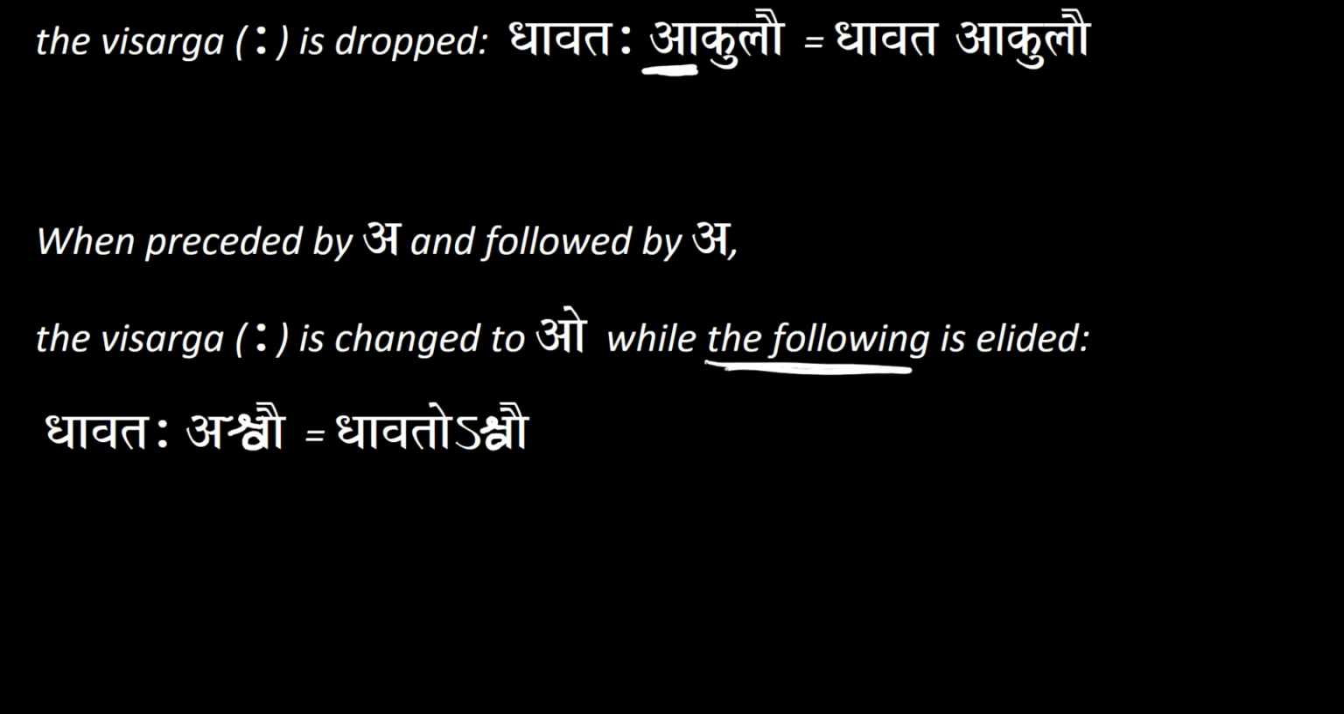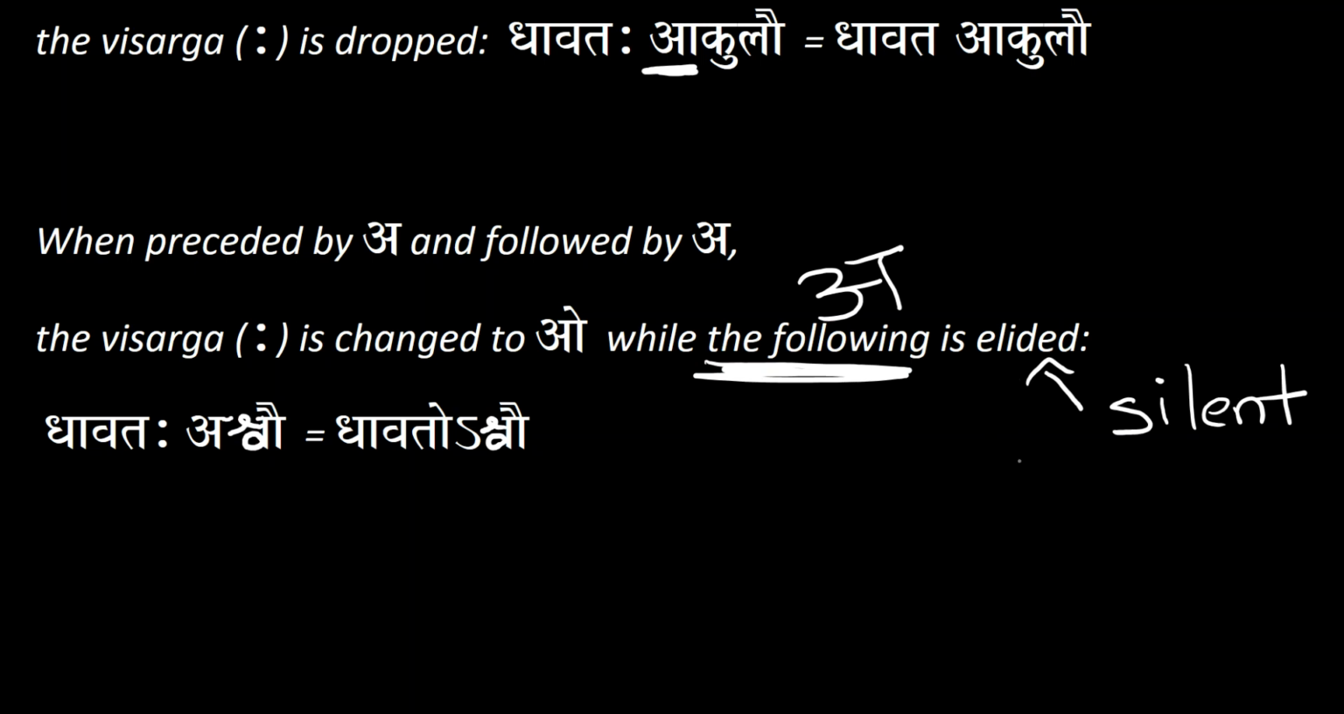Now what is elided here? The following A is the letter that is following the Visarga. So in this case, it is followed by an A, so the following A is elided. What does elided mean? Elided means that you're going to know that an A was there, but it's going to be pronounced silent. Okay? And there's a sign for that.